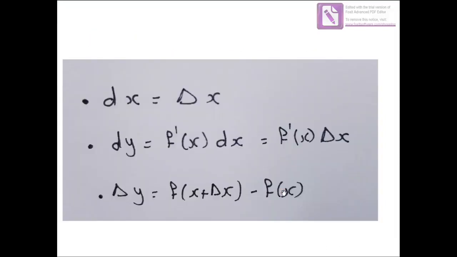So we conclude from this definition that dx is equal to delta x and dy is equal to f prime x delta x, or f prime x dx, but delta y will be equal to f of x plus delta x minus f of x, the difference between the two values of f. So we'll take f of x plus delta x minus f of x.